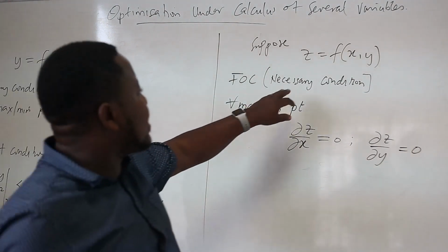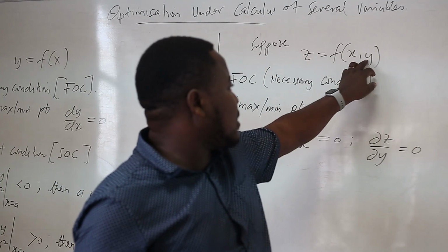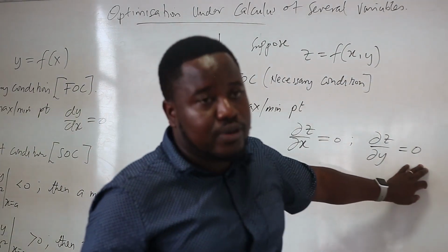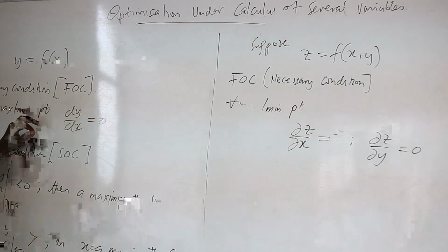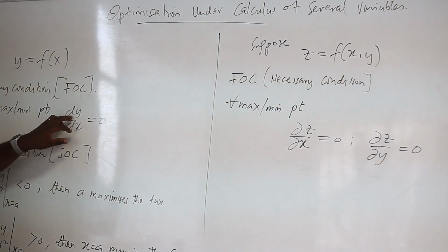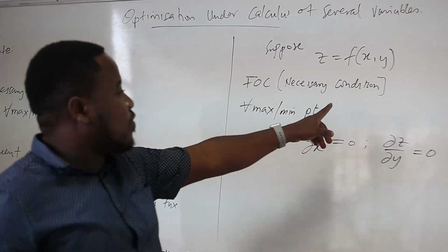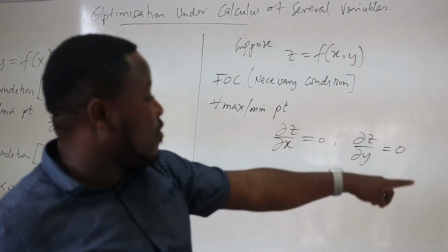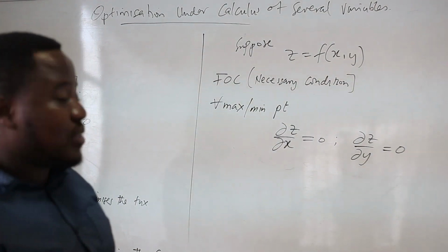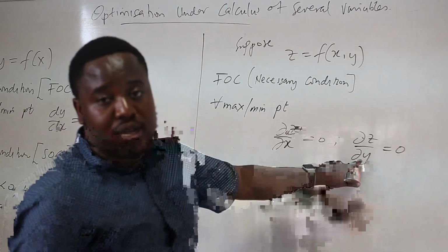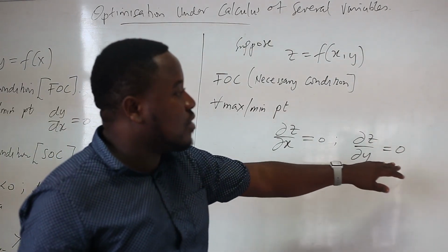So if you partially differentiate this with respect to x, you equate it to 0. If you partially differentiate this with respect to y, you also equate it to 0, which is the same as this. This is just a single variable, so dy/dx should be equal to 0. But since we have two variables, or three or more variables, you differentiate with respect to all the variables and have to equate them to 0. And that is the first order condition.